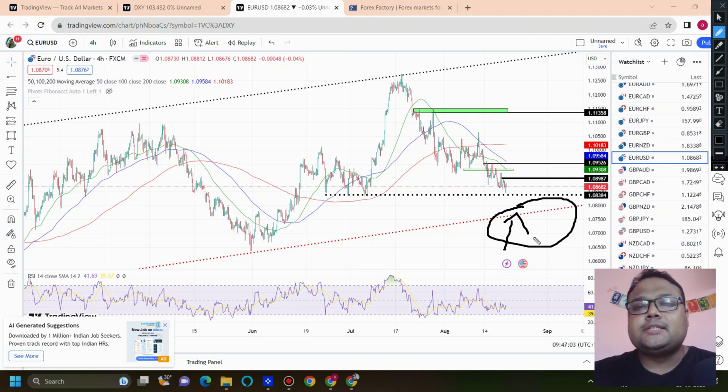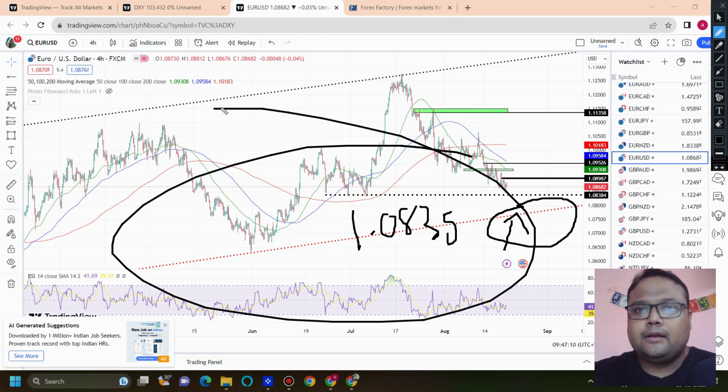But if you are a risk taker, if you love to take risk, you can look for a sell below 1.0835 as well. But personally, I will not take it. If you want to take it, that's your personal choice. I will not comment on that. So these are the trading opportunities on the chart of Euro Dollar that I can see right now.